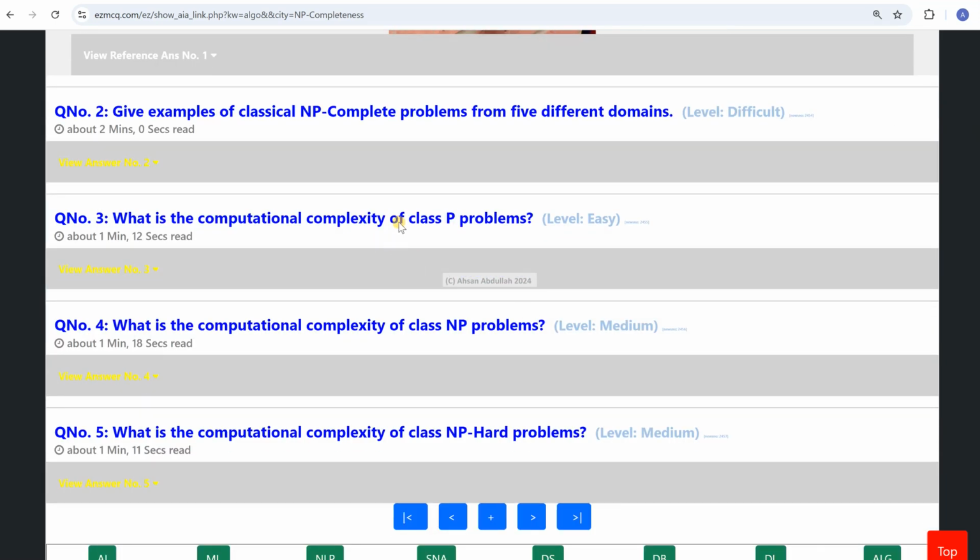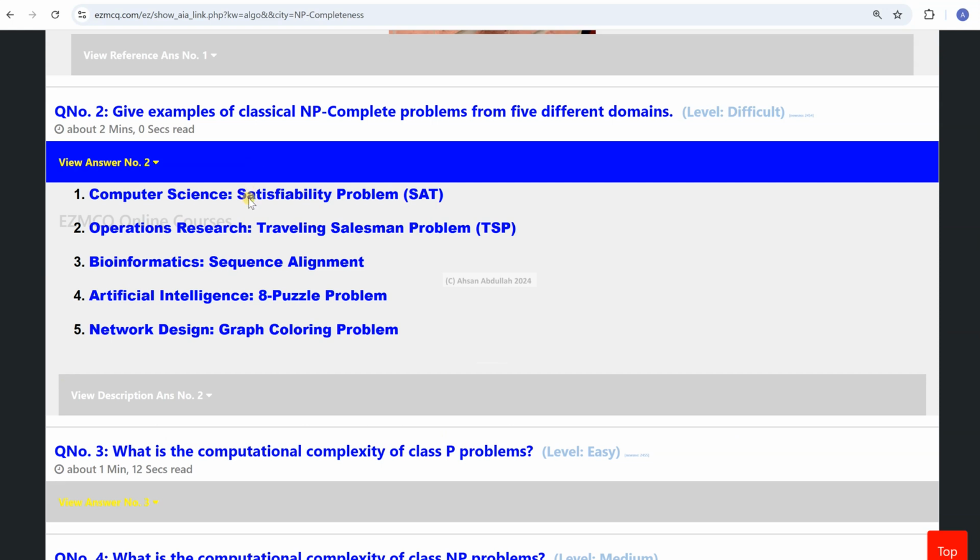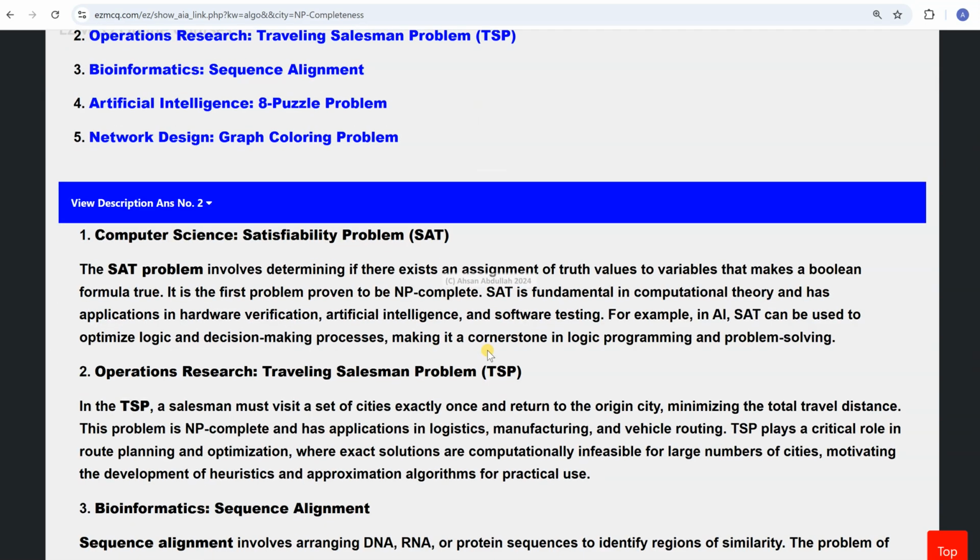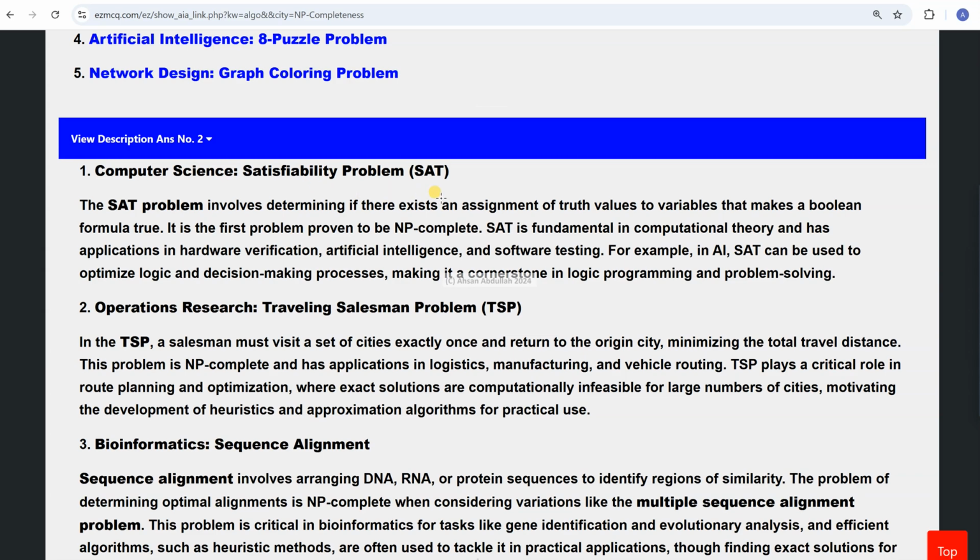So, examples of classical NP complete problems from 5 different domains. We will cover these domains as you can see here, and these domains are all practical domains, and it's vital that the problems are solved here. So let's start with the satisfiability problem. What is the problem? Does there exist an assignment of truth values to variables that makes a Boolean formula true? So we have a Boolean formula with a number of variables in a certain form, and the question is what should be the assignment of truth values such that the overall result is true. Incidentally, this is the first problem which was proven to be NP complete. This problem is fundamental to computational theory, and it is used in hardware verification, artificial intelligence, and software testing, and of course in decision making. So this is a cornerstone in logic programming, and I'll show you in this lecture why this is the first problem to be proven NP complete. What's the significance?